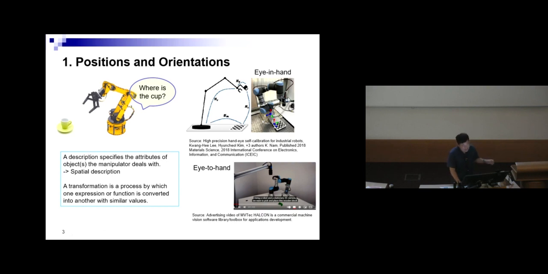You need a transformation because even if you put your camera on the robotic manipulator, they are separate entities. The image captured by the camera has its own coordinate system. So you need a set of transformations so that all of them are within the same coordinate system. A definition of transformation is a process by which one expression or function is converted to another with similar value.